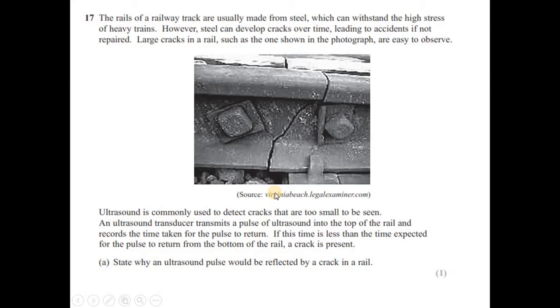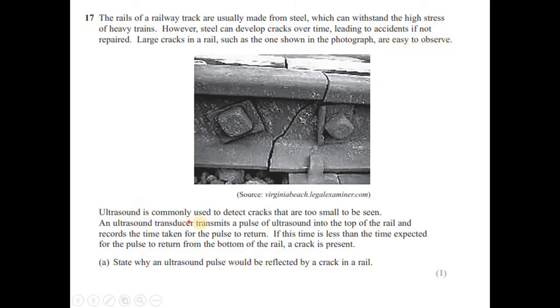The rails of a railway track are usually made from steel, which can withstand the high stress of heavy trains. However, steel can develop cracks over time, leading to accidents if not repaired. Large cracks in the rails, such as the one shown in the photograph, are easy to observe.